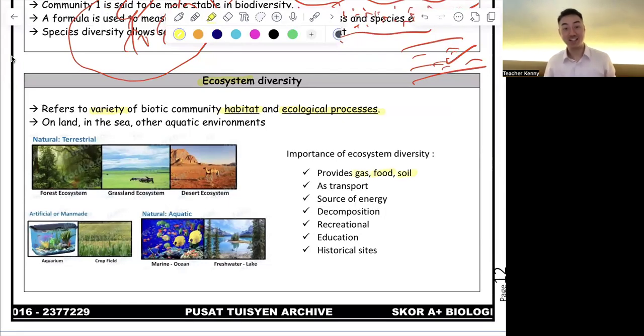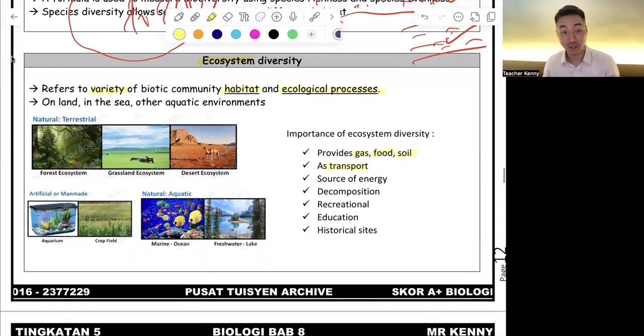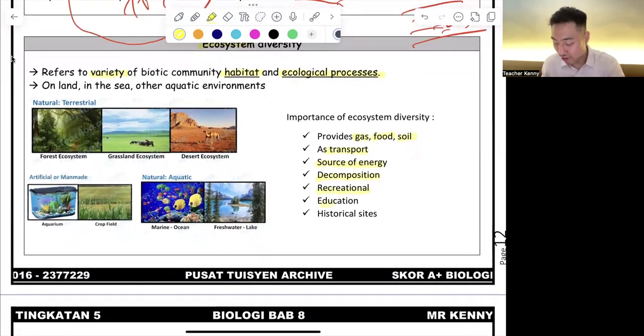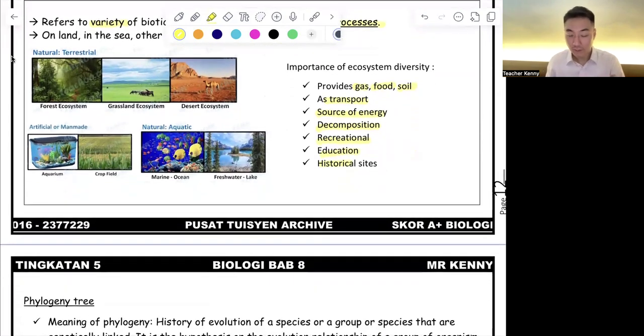Provides us with gas, right? You have sea, like Malaysia has a lot of petrol, right? Because we have the ocean over there, we have the animals that die over there, so it gives us gas. Okay, more rivers, then you have transport. More flatlands, even better. You can have a source of energy from that. It increases your decomposition. Decomposition is the breakdown of all the living things. It can be used for recreation, education, and as historical sites. These are a few of the importance of having different ecosystems. Okay, done.